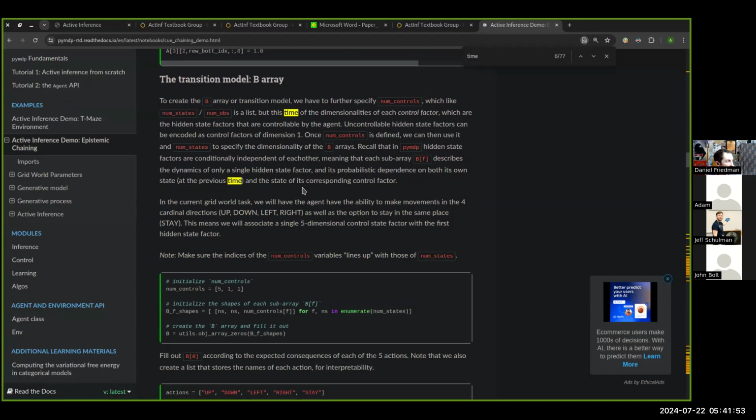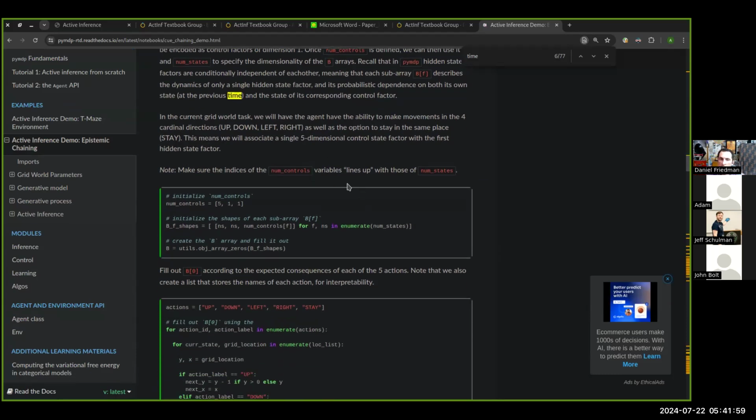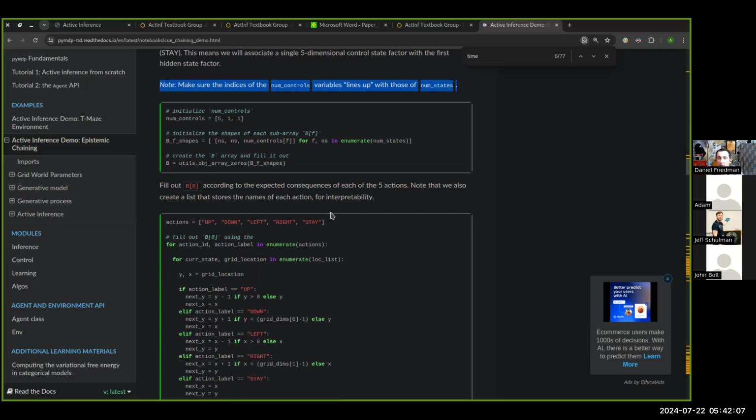B is the transition model. So this is, how do those hidden states change through time? Again, there's the work of making sure that the sizes and the shapes of all the variables line up. And then all of the work of, what does action do? All the action representation is loaded into B.